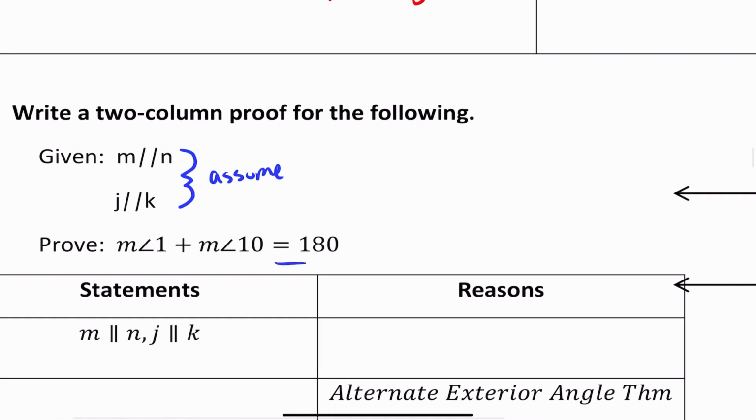If I look at my picture, 1 is right here and 10 is right here. And since this is equal to 180, I know for sure that the only thing we have talked about that deals with 2 angles adding up to 180 is the same side interior angles theorem, right? So they have to be supplementary. And if I can use something to get to same side interior angles, I think I am golden.